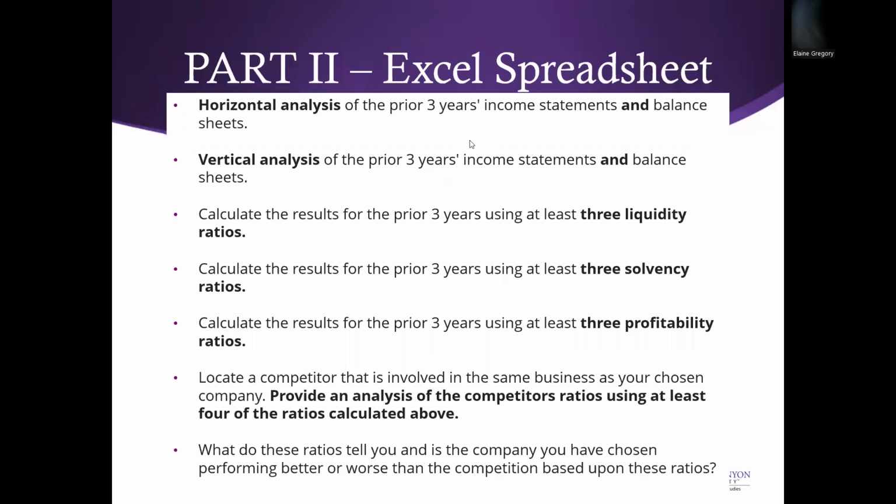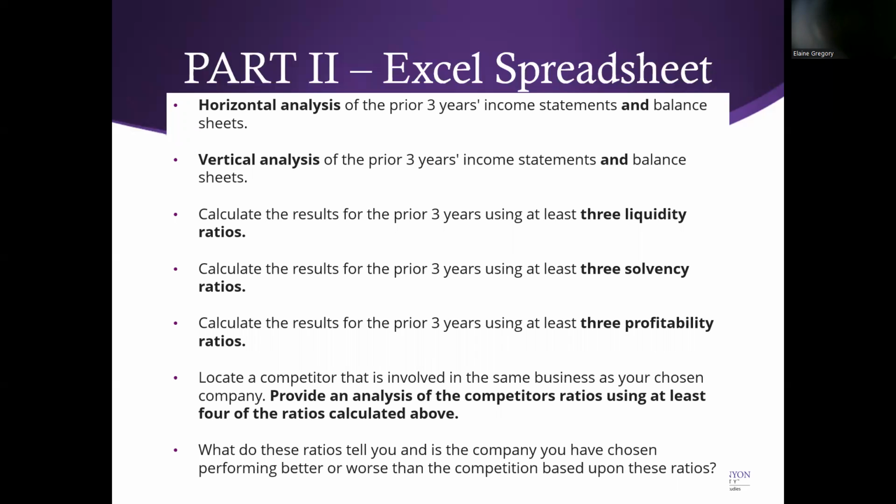So this is the long part of the assignment. You need 3 years worth of data. You'll need it for income statements and balance sheets for both the horizontal and the vertical analysis. You need to calculate the results for prior 3 years using at least 3 liquidity ratios, 3 solvency ratios, and 3 profitability ratios.